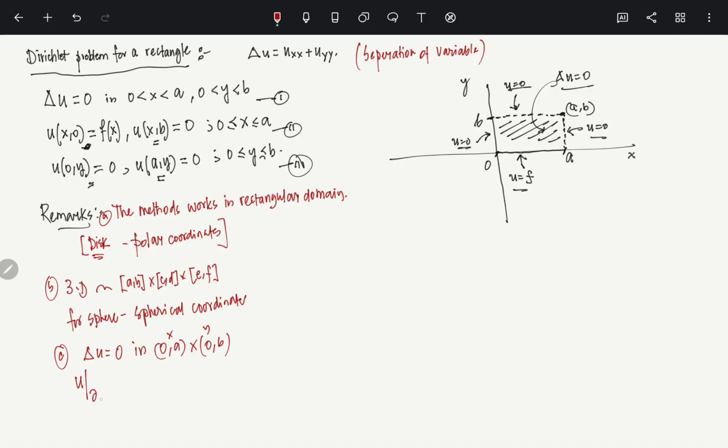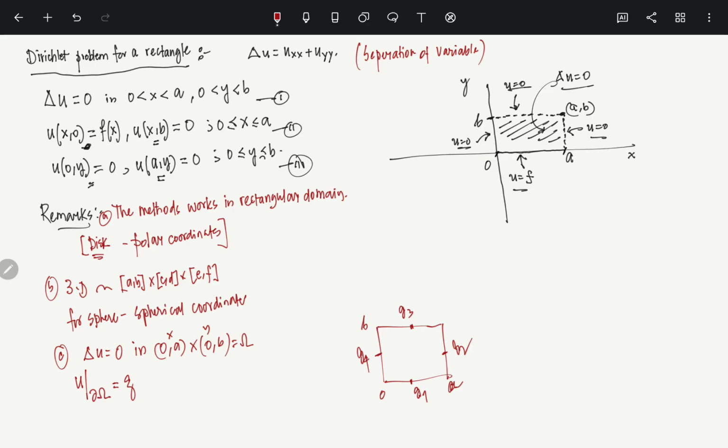Generally we write it like this: u restricted to the boundary, let's say this is your boundary of omega, is some function g. Now if you look at this, this is the rectangle with sides a and b. On the boundary there is this line, this line, this line, and this line, and I'm saying g on the boundary. You can think of this g as g1 on this line, g2 on this line, g3 on this line, g4 on this line. Clear?